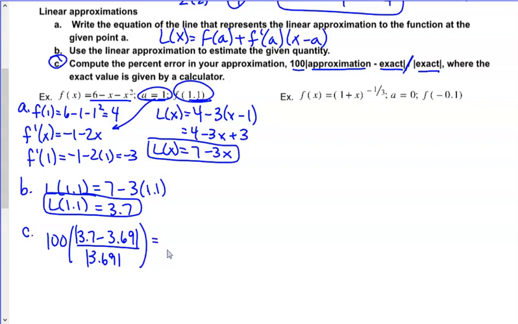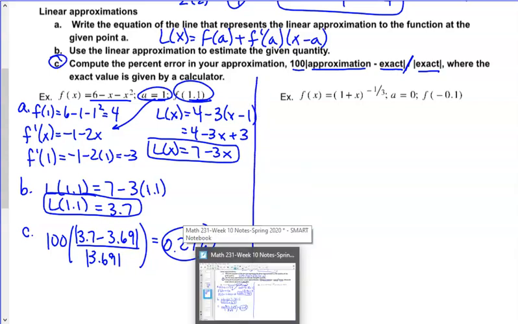I will tell you that the percent error that we have for this problem is 0.27, which is very, very, very small when you're looking at approximations. Okay, so it's a good answer for the actual answer for 1.1 into that function. Okay, so let's do the same idea with this next function.